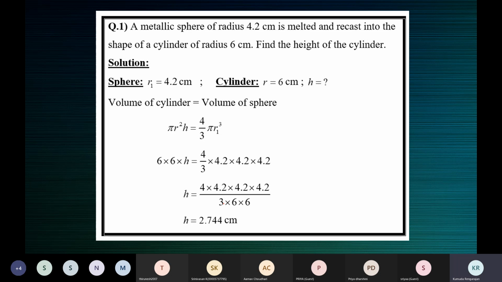3 ones are 3, 3 ones are 3.4 sixes are 6, 6 sevens are 42. So now 4 into 1.4 into 0.7 into 0.7 will give you 2.744.